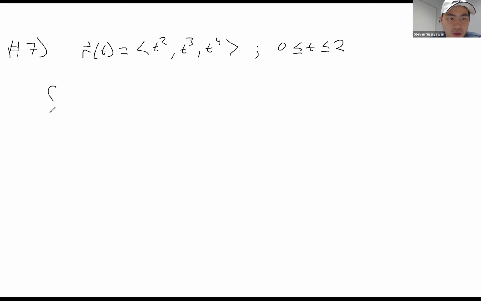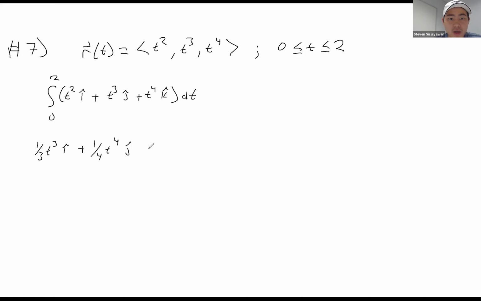So again, using the formula, we have a lower bound of 0, upper bound of 2, and we're integrating this vector. I'm just going to represent this in i, j, k format. It's going to be something like this, k hat, and everything is integrated in terms of time, dt. Integrating this, I get 1/3 t cubed i hat plus 1/4 t fourth j hat plus 1/5 t fifth k hat, and you're evaluating this from 0 to 2.